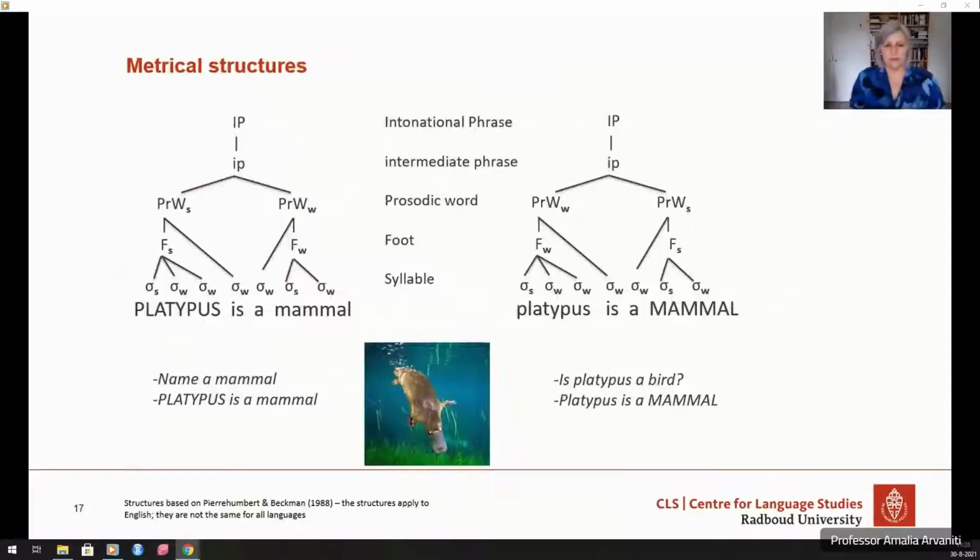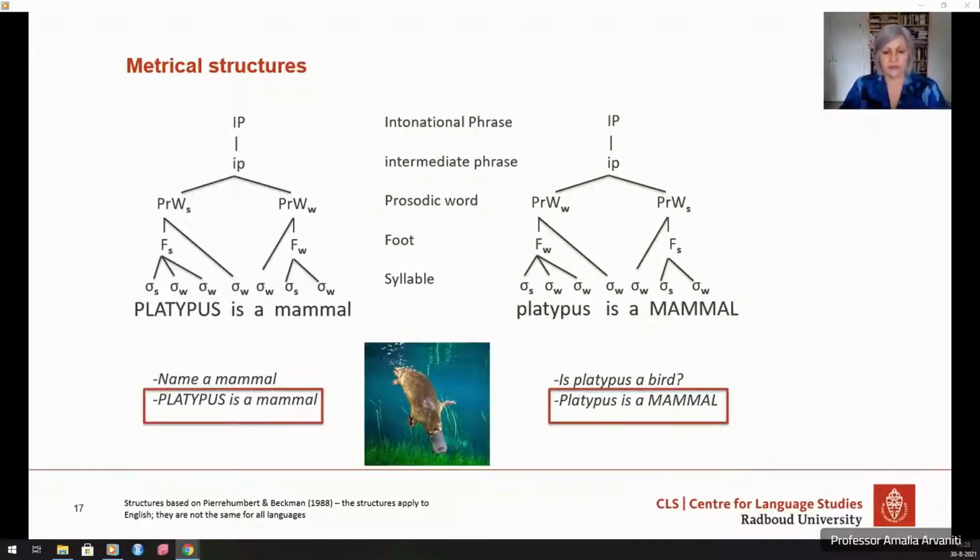Now, I talked a little bit vaguely about metrical structures, but here are a couple of examples. These are simplified examples for illustration purposes. So let's say that we have the same utterance, the same phrase rather, "platypus is a mammal," but it is used in response to two different prompts. In the first one, somebody says, "name a mammal," and you answer, "platypus is a mammal." Okay. In the second one, you're asked, "is platypus a bird?" And you answer, "platypus is a mammal."